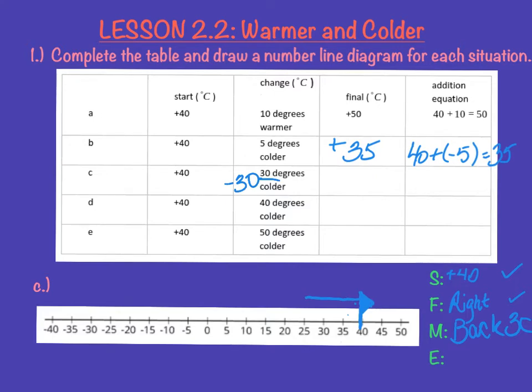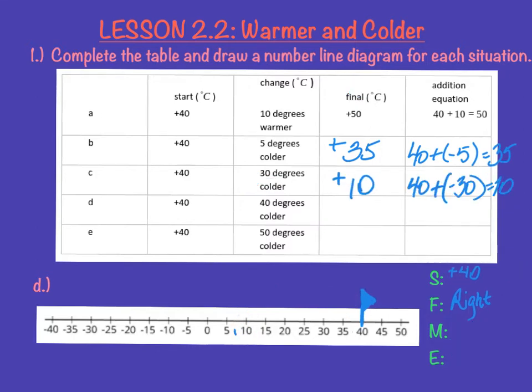So moving back 30, of course, is going to bring me back to 10 right here. I'm going again in this direction. It ends here at positive 10. So the final answer is positive 10. If I write that out, I'm going to have 40 plus negative 30. And remember that the parentheses is in there just to separate the plus from the negative sign, just so that it doesn't look too confusing. Okay, so 40 plus negative 30 equals 10. I've already written that as my final answer here, positive 10.